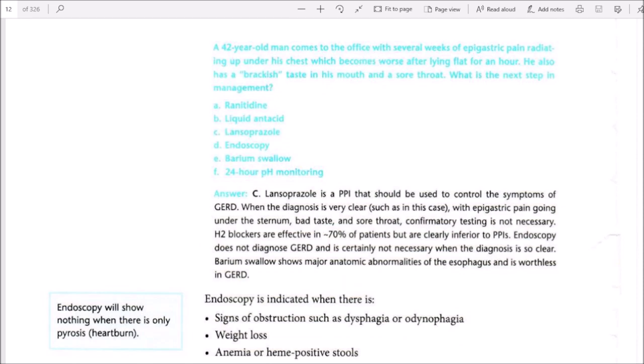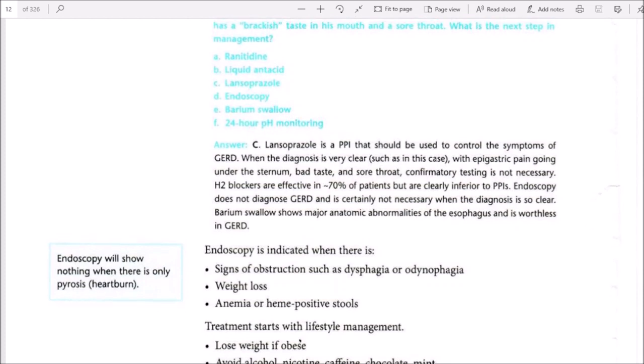A 40-year-old man comes to the office with several weeks of gastric pain radiating up under his chest, which becomes worse after lying flat for an hour. He also has a brackish taste in his mouth and a sore throat. What is the next step in management? Start lansoprazole.